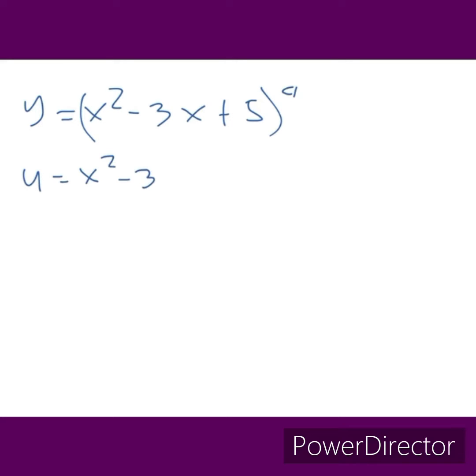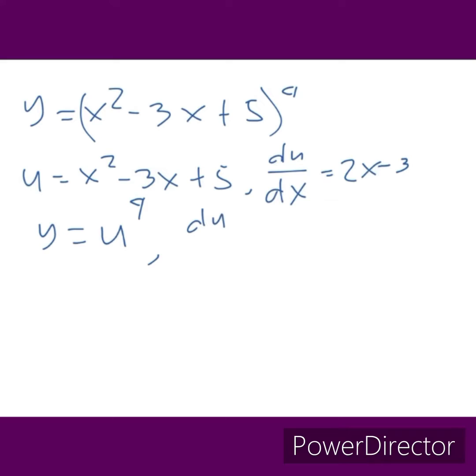Let's try an illustrative example. Y is equal to x squared minus 3x plus 5 raised to 4. So let u is equal to x squared minus 3x plus 5. So du, or derivative of u with respect to x, is equal to 2x minus 3. And our y is equal to u raised to 4. So dy, or derivative of y with respect to u, is equal to 4u cubed.